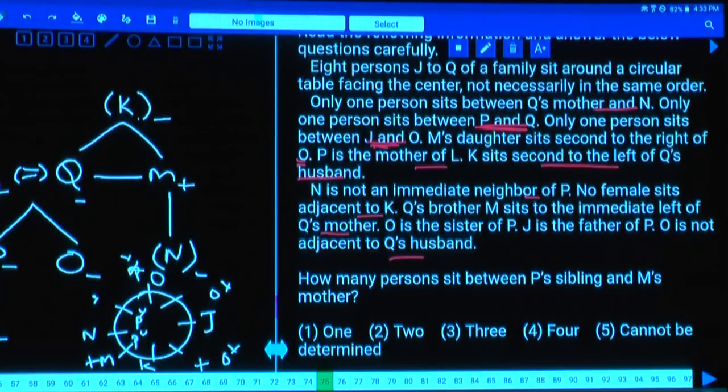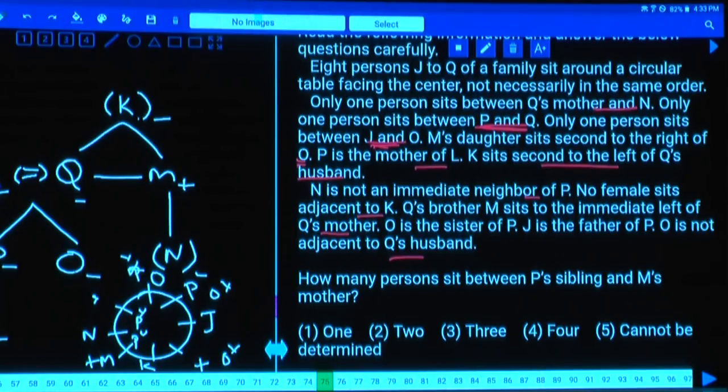N is not an immediate neighbor of P. As N is not an immediate neighbor of P, what is P here? P is a female, so P must be at this place. Isn't it? That is the only possibility. If P is here, then who is the other person left over here? L is the person. And the other person left over is Q.